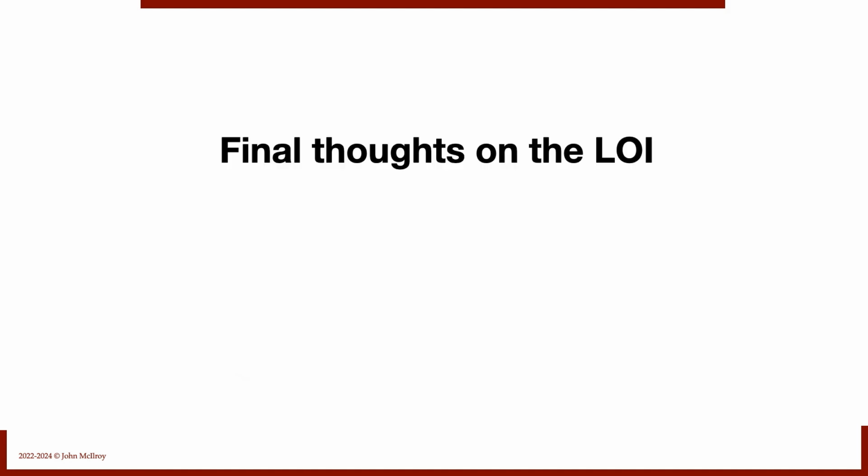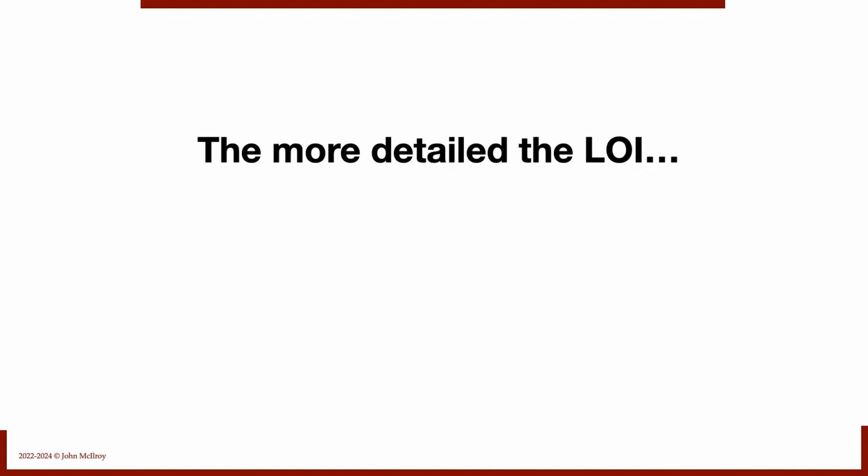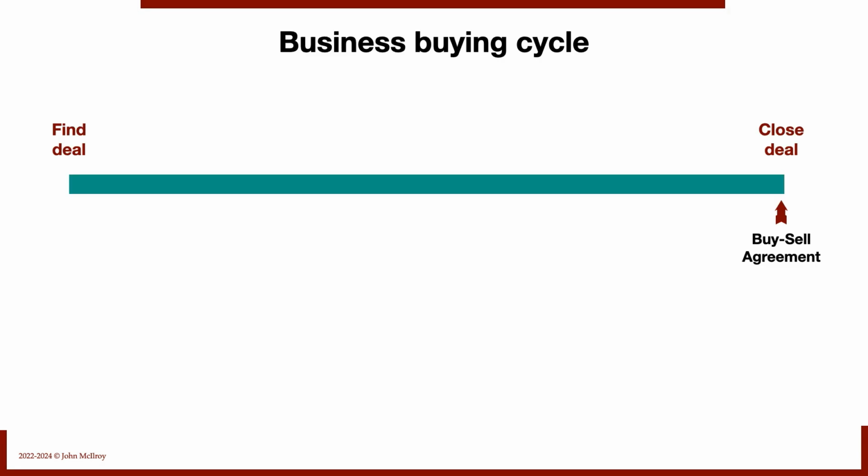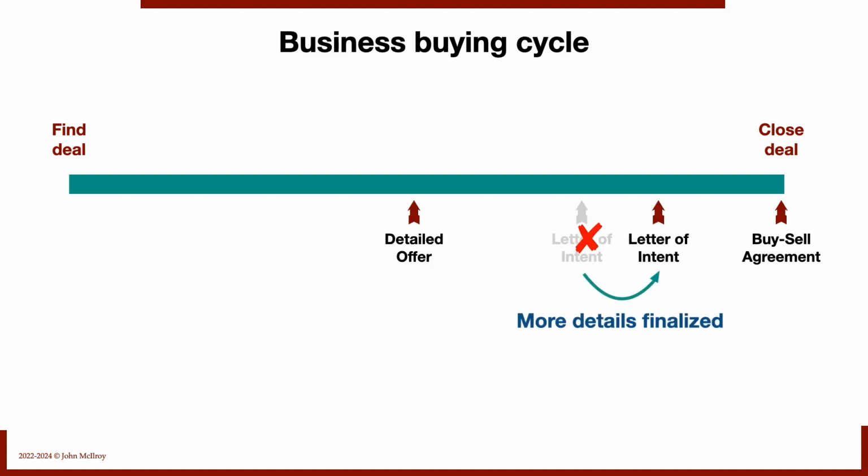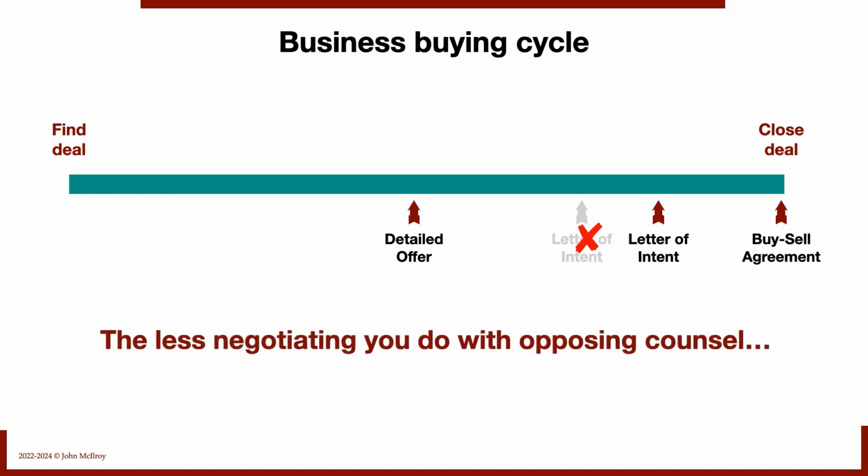Some final thoughts on the LOI before we wrap up. The more detailed the LOI, the less the closing risk. What do I mean? Let's go back to our business buying cycle. We find a deal and we're working through. We have detailed offer, letter of intent, and buy-sell agreement. And the farther out you can move the letter of intent and the more details that are included and finalized in the letter of intent, the less negotiating you have to do with opposing counsel, and the better off you're going to be.